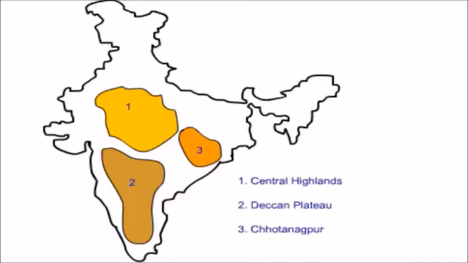Let's see. Basically the peninsular plateau is divided into three parts. The main are the two. The third one is just a single part. The major two are the Central Highland and the Deccan Plateau. These are the two main important ones.